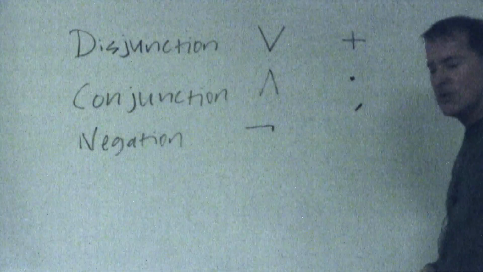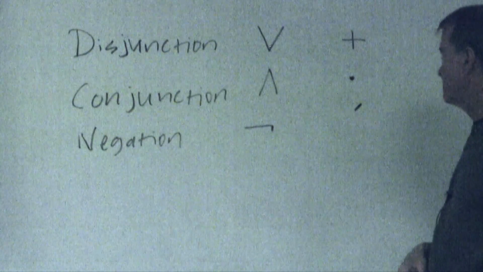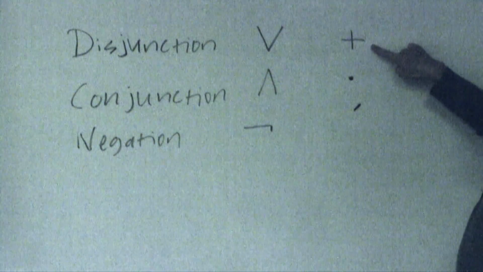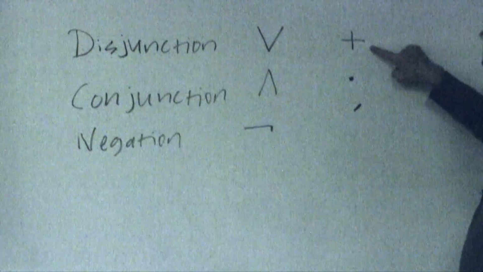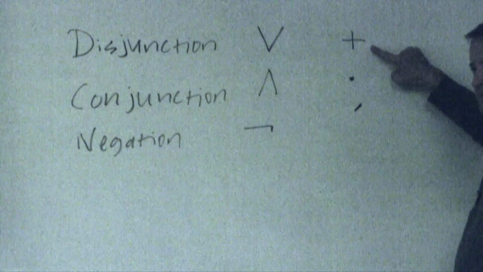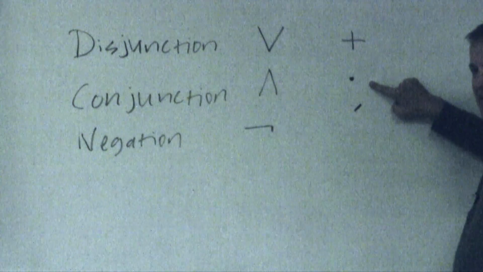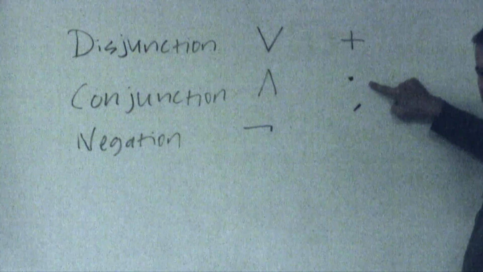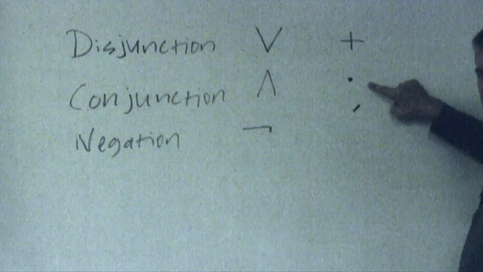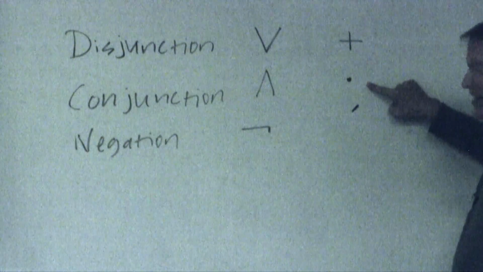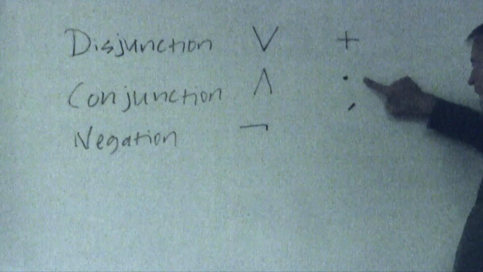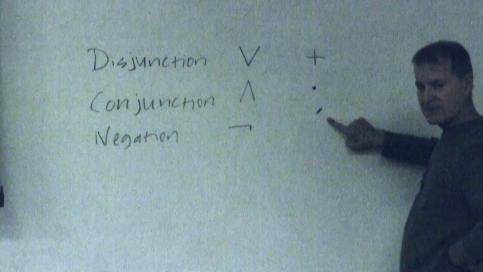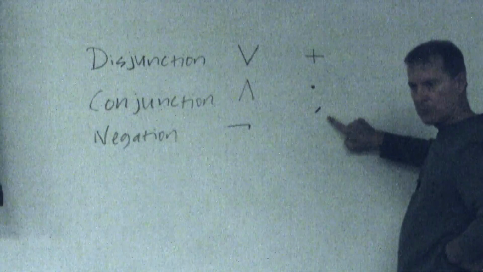Now, here is what I'm going to insist that we do. I'm going to insist that when we see the plus sign, we say OR, and when we see the multiply sign, we say AND, because that's what it's doing. Are you with me? So let's just get used to saying OR for this, AND for this, NOT for this, which is a prime.